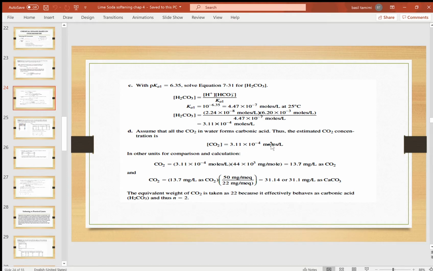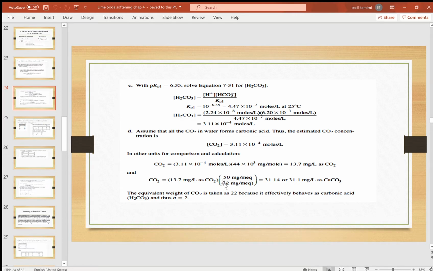We can stop here with the moles per liter, but if you want to convert this concentration into milligram per liter as CO2, we can proceed simply by multiplying the concentration in moles per liter by the molecular weight of carbon dioxide to get 13.7 milligram per liter as carbon dioxide. We can even proceed further to get the concentration in milligram per liter, this time as CaCO3. So we take this concentration, multiply it by the equivalent weight of CaCO3, and divide by the equivalent weight of carbon dioxide.